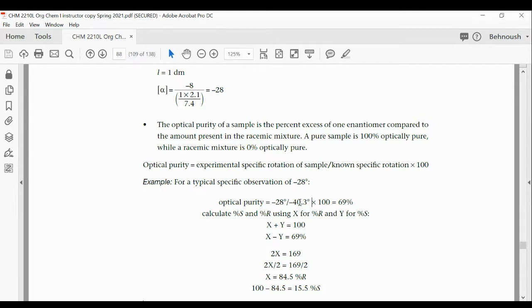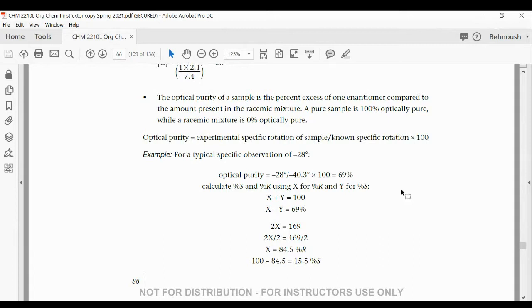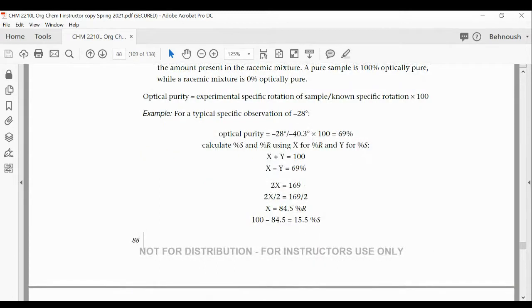And to be consistent, everyone should use this, because I had a question earlier in the week that another reference book used a different number. So we are using this value, 40.3, to be consistent. And you find the optical purity or enantiomeric excess, which is the same calculation for it. And then if you want to find percent for each, you are going to use this example here to find the percent for each.